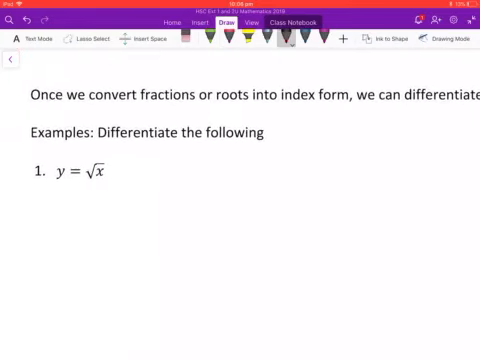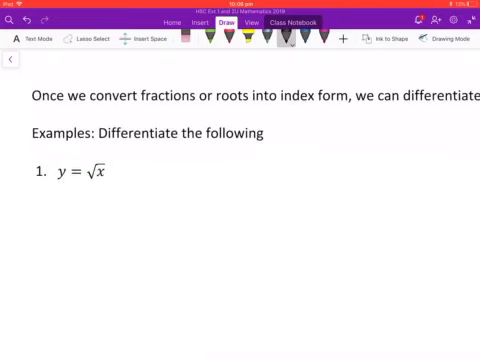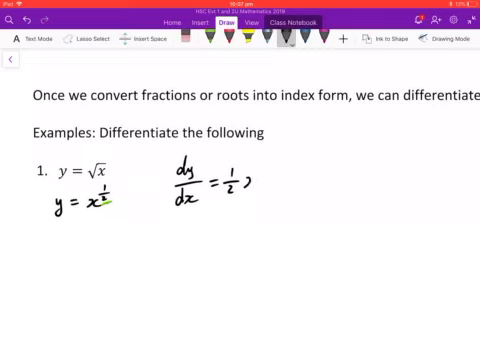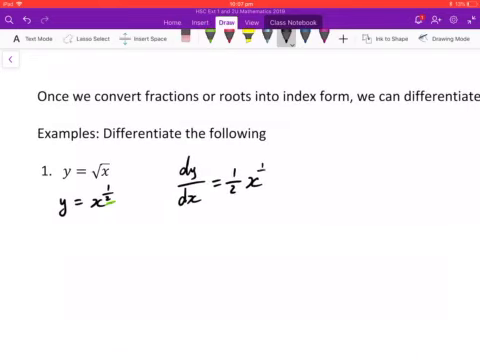Okay, number 1. We have y is equal to root x. Now I'm going to rewrite this. Always the first step is to say it's x to the power of a half. Okay, now we can differentiate. dy/dx is equal to, we've got a power of a half here, so that's going to come out the front. Half. There's no other constant, so we don't need to worry about that. Half x to the power of a half minus 1. So that's going to be half times x to the power of negative a half.